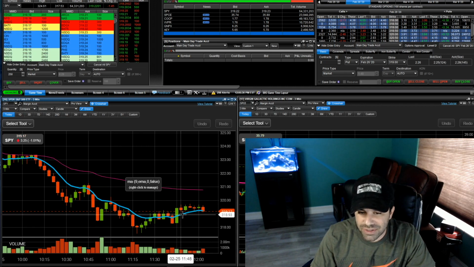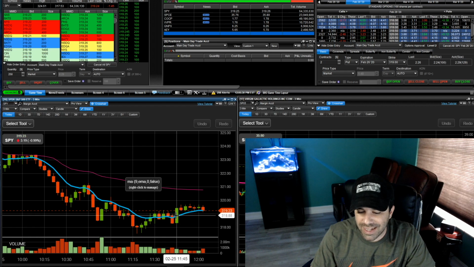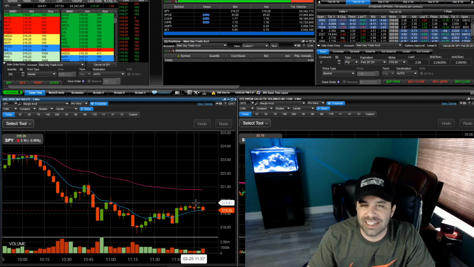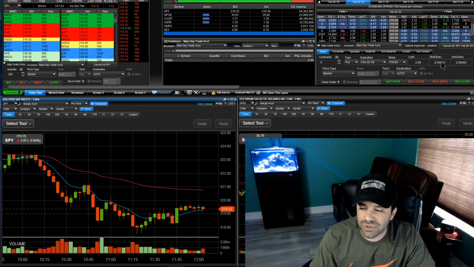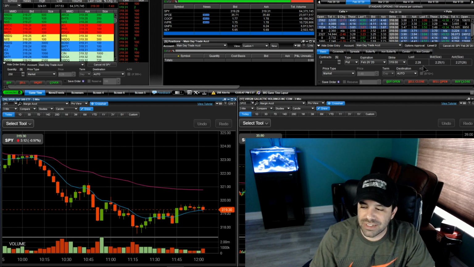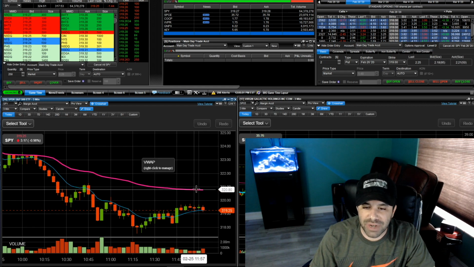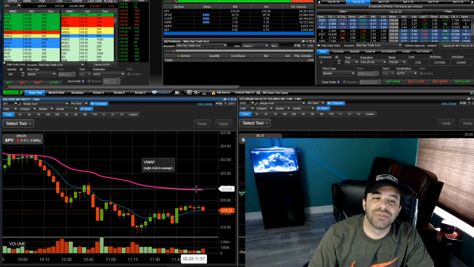Look, let's see if it's gonna break this 319 real quick. Nah, it's still fighting there. Like I said, this is not a proper entry. I just wanted to show you guys an example so you could see how the actual contracts would move around as the price action of the SPY itself moved around. But that's it for me.